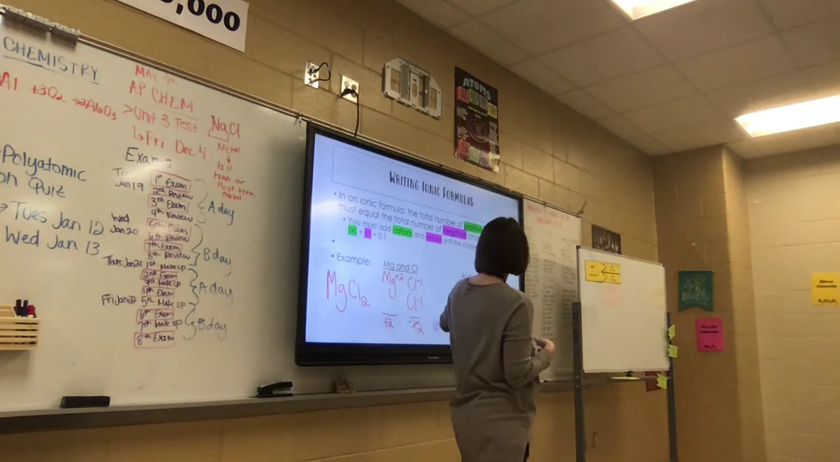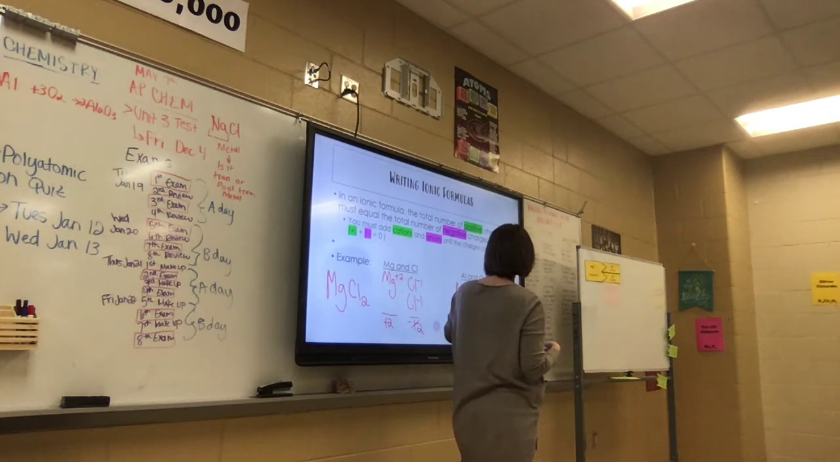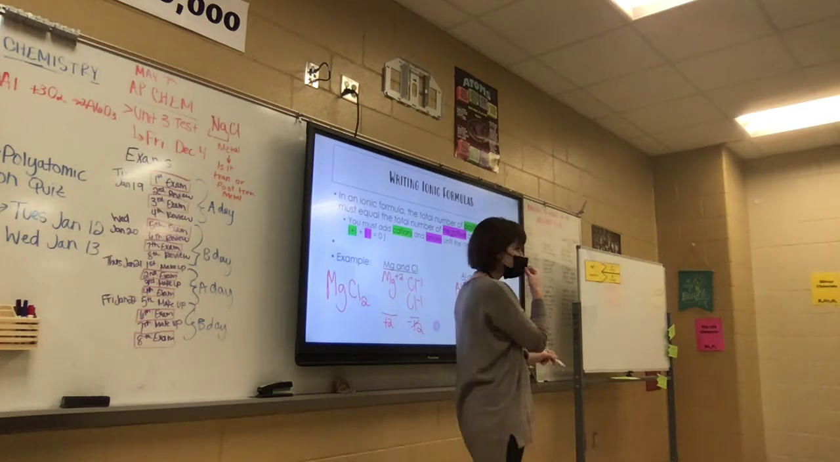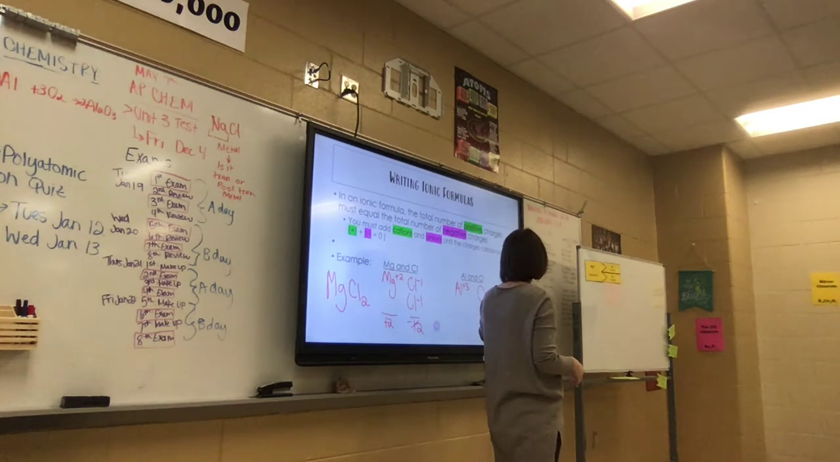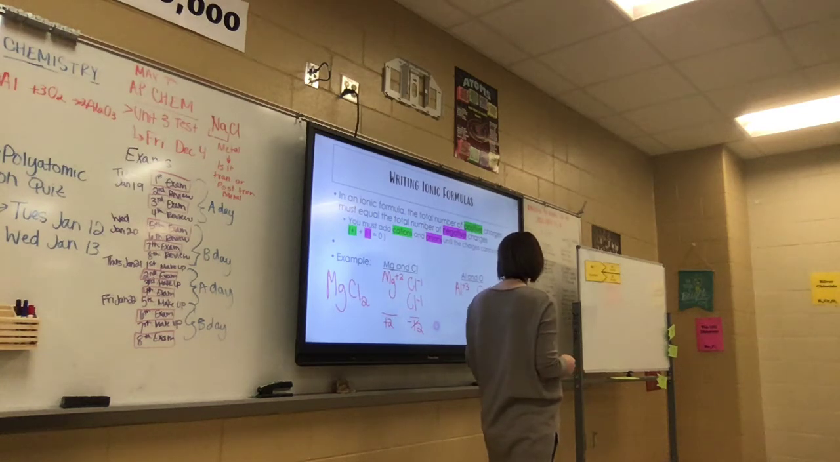So now let's look at aluminum. So aluminum has a +3 charge, okay? Now oxygen, what does oxygen have? Oxygen has a -2. Okay, oxygen has a -2 charge. So we have a +3 and a -2.